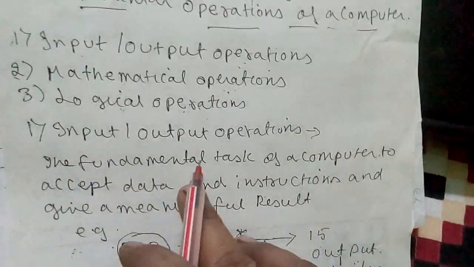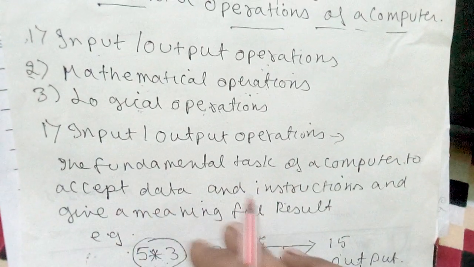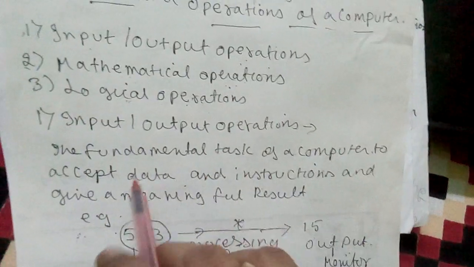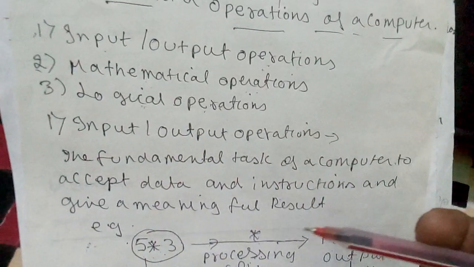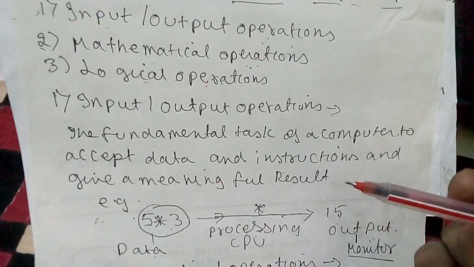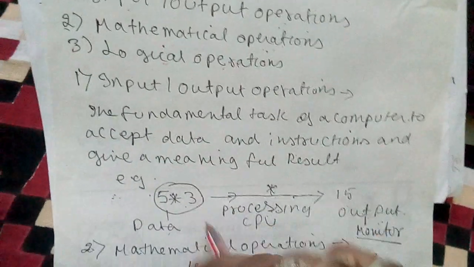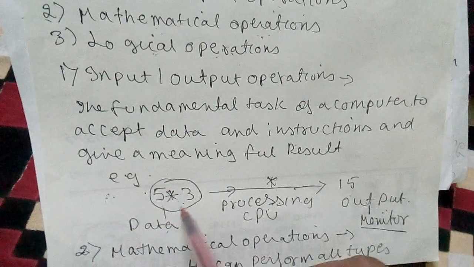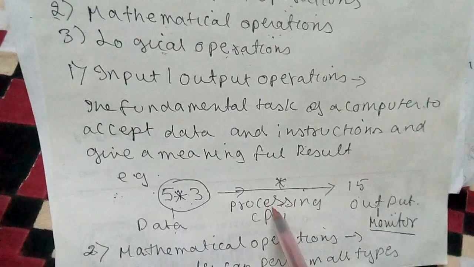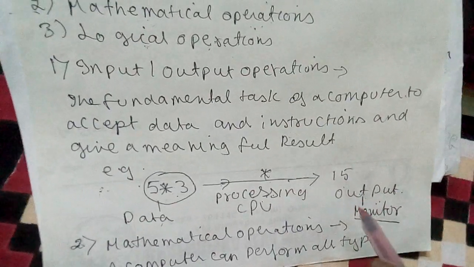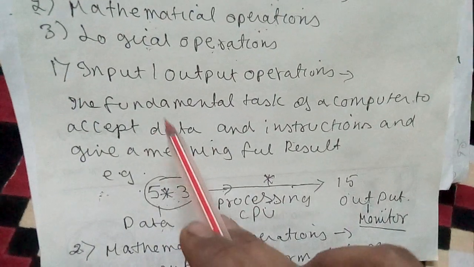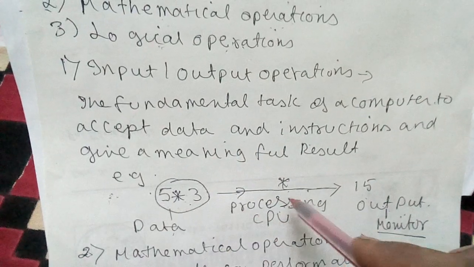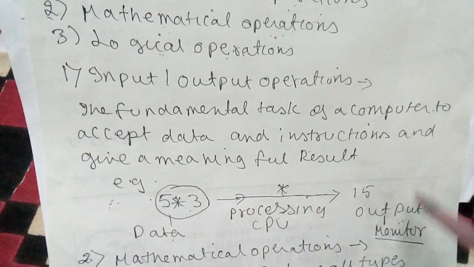Input output operations are the fundamental task of a computer to accept data and instructions and give a meaningful result. Here I am taking the example 5 into 3, that means I want the product of two numbers. This is the data I am giving through the keyboard. Then processing takes place in the CPU and the result is displayed on the monitor. So it is a fundamental task of a computer to accept the data and instructions and give a meaningful result.